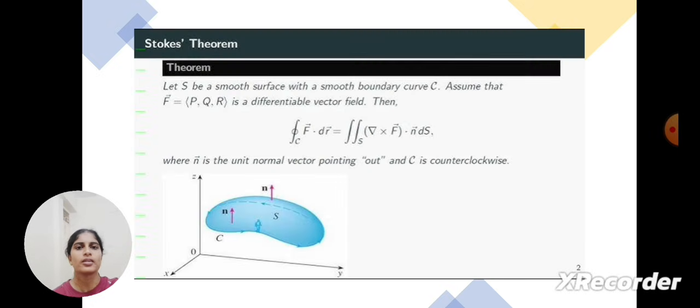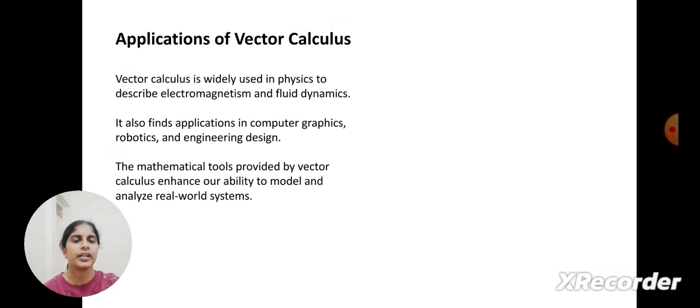Next, Stokes theorem. Let S be a smooth surface with a smooth boundary curve C. Assume that F equals P, Q, R is a differentiable vector field. Then the contour integral over C of F dot dr equals the double integral of curl F dot dS. This is Stokes theorem.